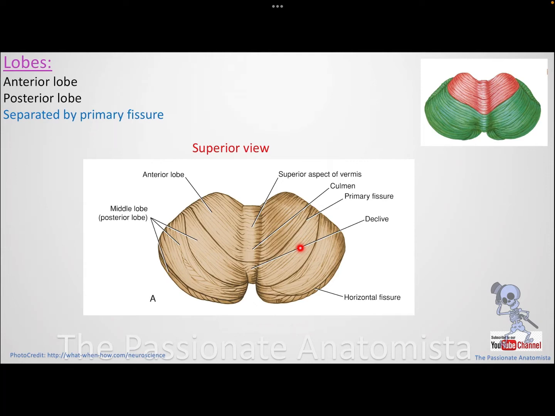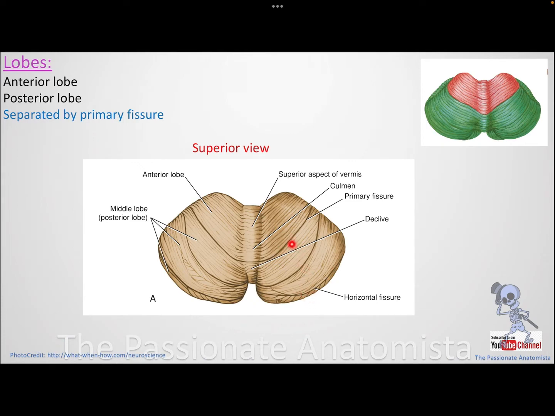We have major fissures that separate the cerebellum into loops. And the most important ones, we're going to talk about them, okay? But no, we're not going to talk about all of them. We roughly have four fissures in the cerebellum, but the most important ones are the ones that separate the major loops. The first one is the primary fissure. The primary fissure divides the cerebellum into anterior loop and posterior loop.